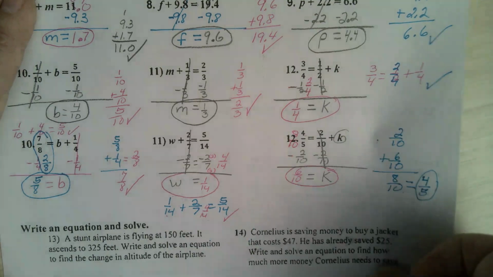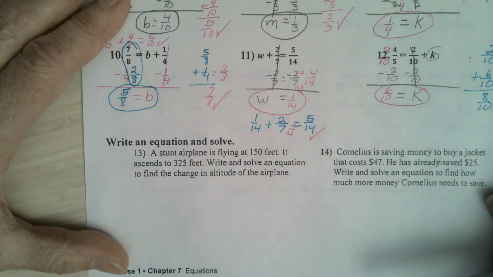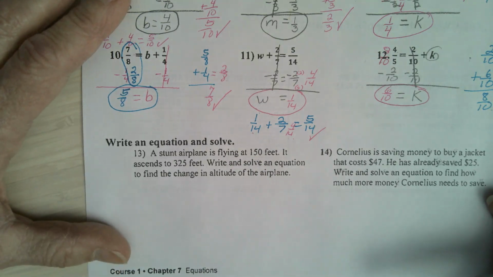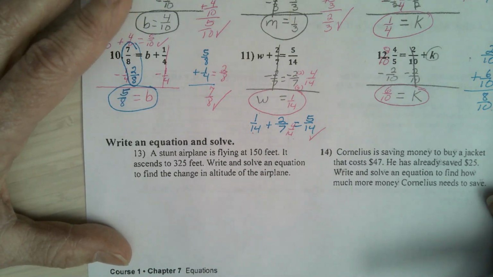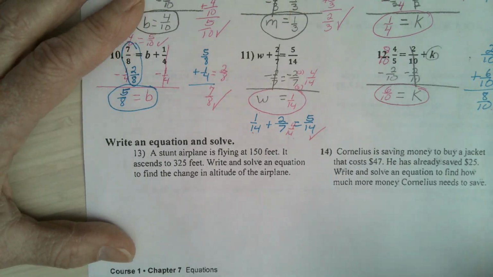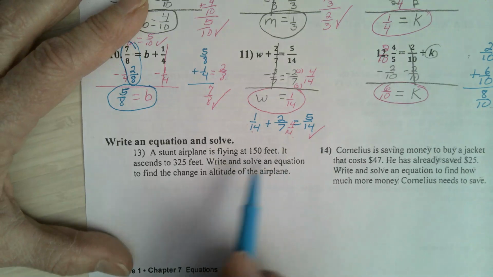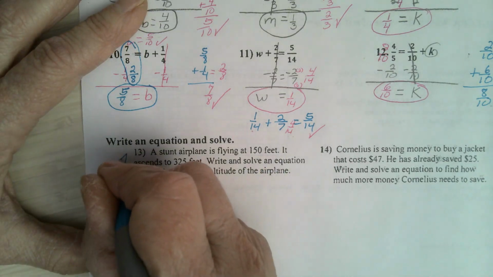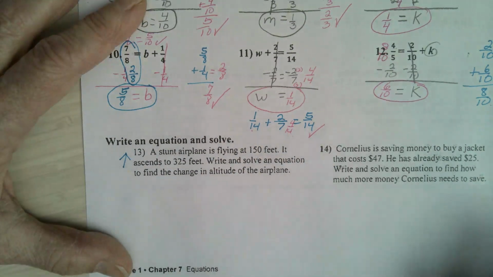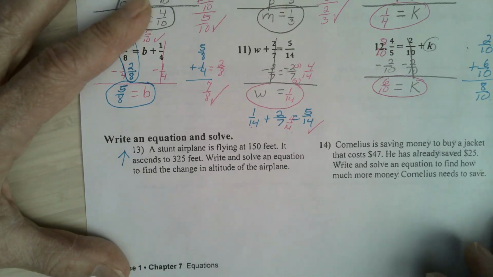Now let's do 13 and 14, and then I'll let you do your homework. The word problems on the quiz Friday will be worth 5 points each, and it's very easy. A stunt airplane is flying at 150 feet. It ascends. Ascend means it goes up to 325 feet. Write and solve an equation to find the change in altitude.